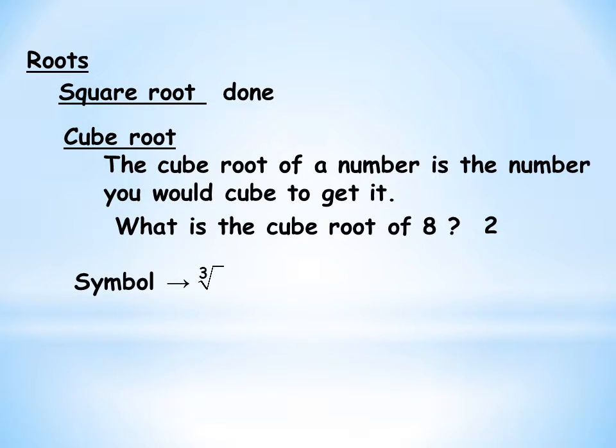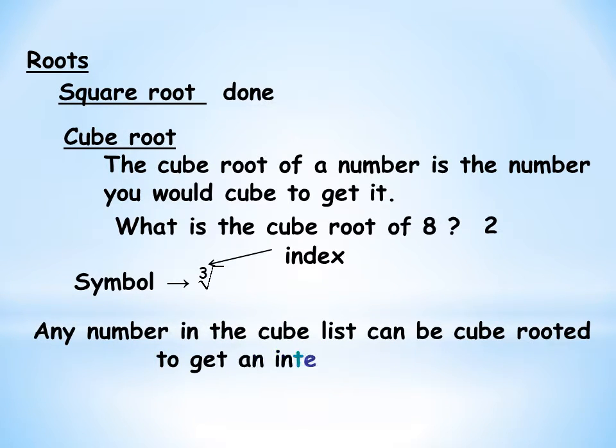The symbol for a cube root looks very similar to a square root, except that you're going to put the number 3 here. This is called the index. Any number in the cube list could be cube rooted to get an integer. For instance, the cube root of 64 is 4. The cube root of -8 is -2.